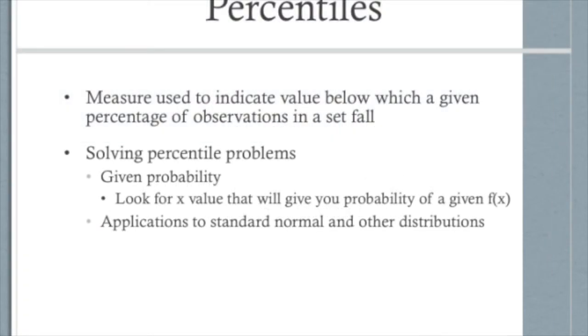A percentile is a measure used to indicate the value below which a given percentage of observations in a set fall. When solving percentile problems, we might be given a PDF function and look for an x value that will give the probability of a given f of x. We'll also discuss applying this concept of looking for an x value on the horizontal axis to standard normal and other distributions.